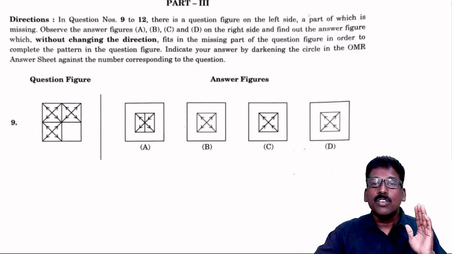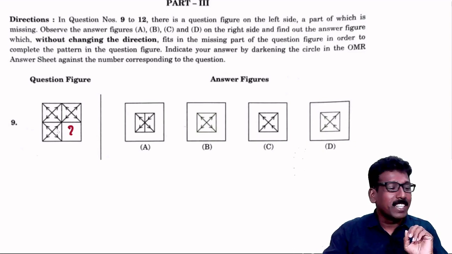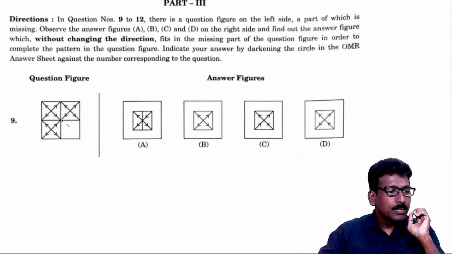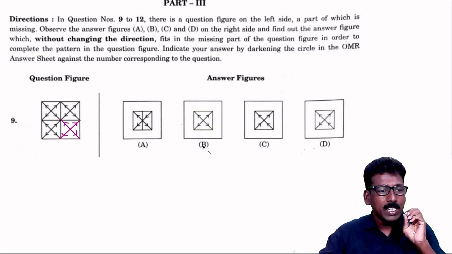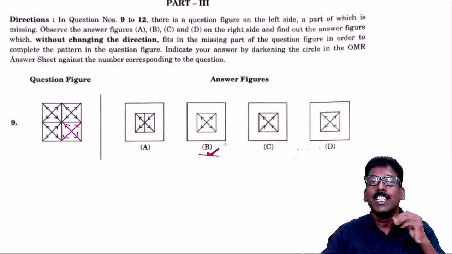Here the question figure is on the left side, a part of which is missing. You can see a part is missing here, and one figure can exactly fill this empty portion. Now look here. See, in every figure, diagonals are there and four arrow marks pointing outside. So you check where this figure will fit. You can see it in B. So B can be the correct answer. Now let us look at questions number 10, 11 and 12 of this type.